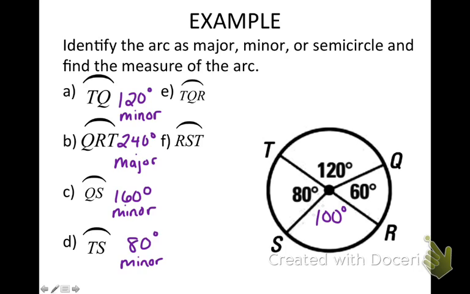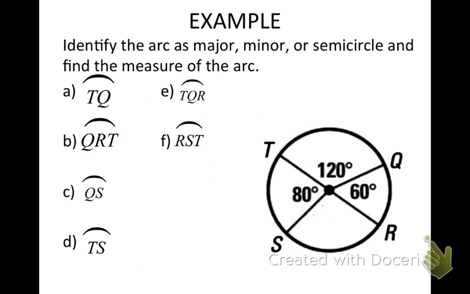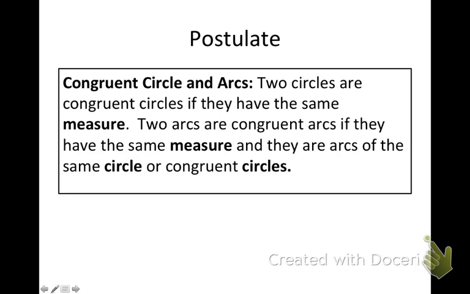All right. E. E is TQR. So starting at T, going through Q, ending at R would be how many degrees? 180. Major, minor, or semicircle? Semicircle. And then starting at R, going through S, ending at T would be the same thing, 180 degrees, semicircle. Questions with any of that? Good.